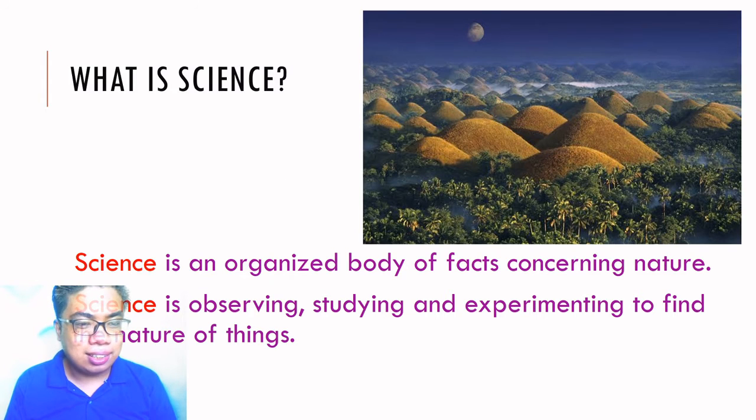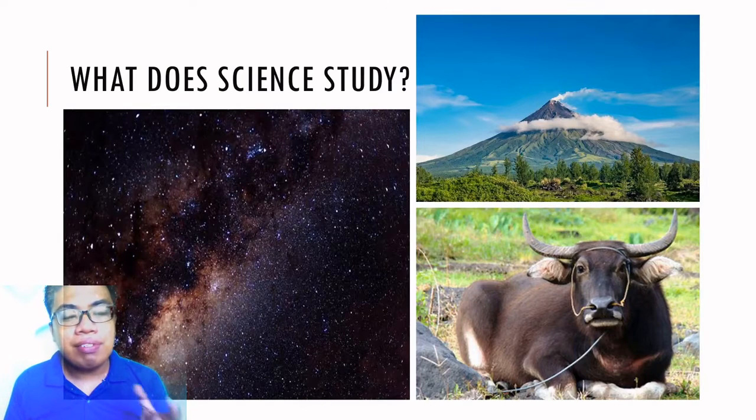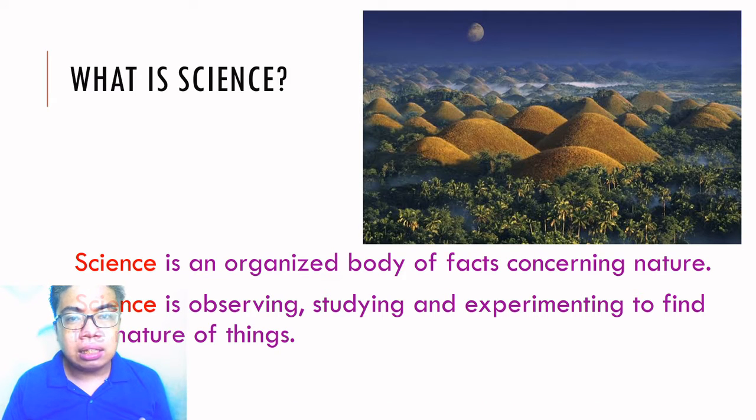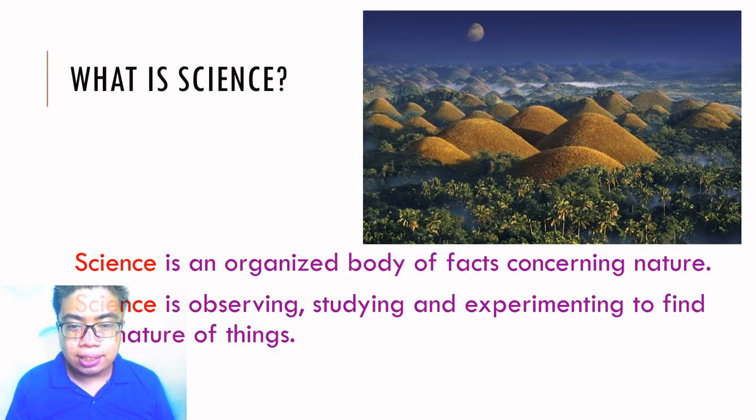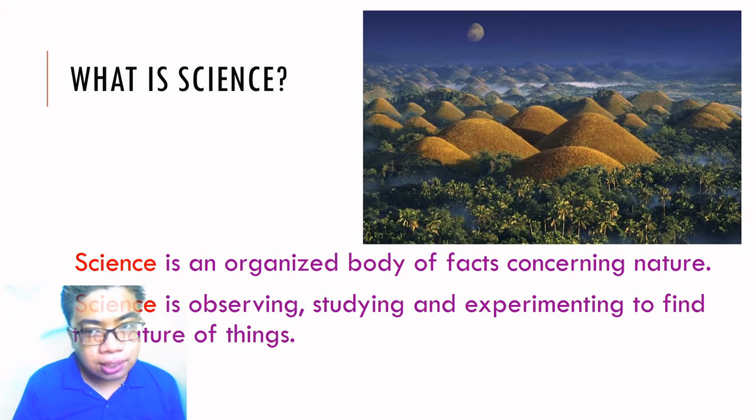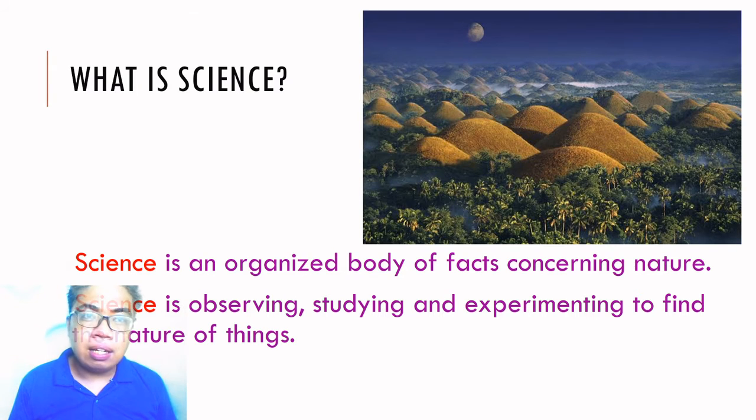What is science? Science is an organized body of facts concerning nature. It concerns everything, all facts that we know about nature. So, it is our entire knowledge about the facts on nature. Science is observing, studying, and experimenting to find the nature of things. And it is also a process of how to find these facts about nature. So we cannot do science without observing, without studying, and without experimenting the nature of things.